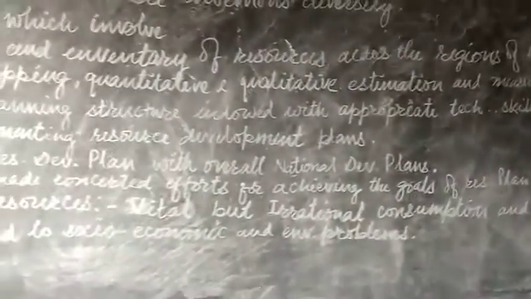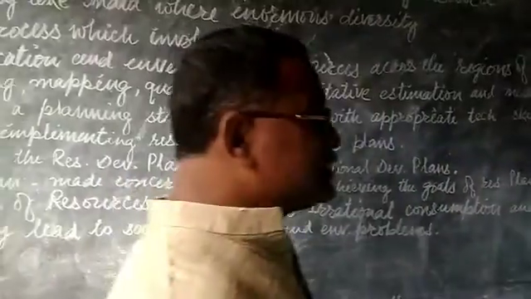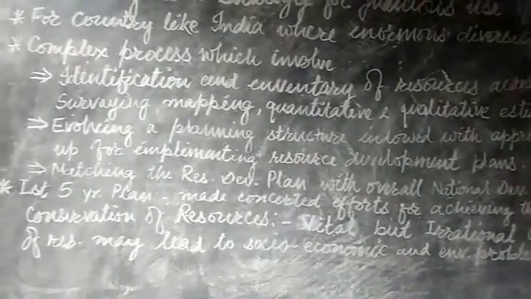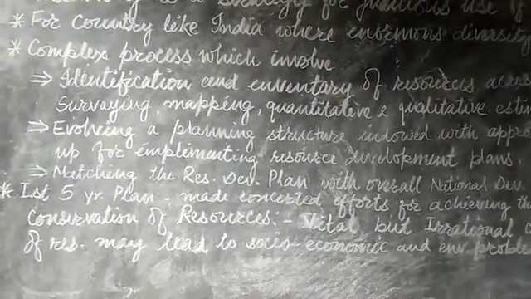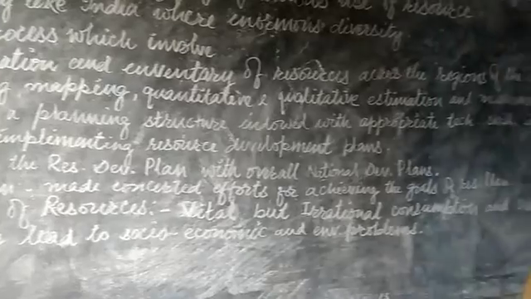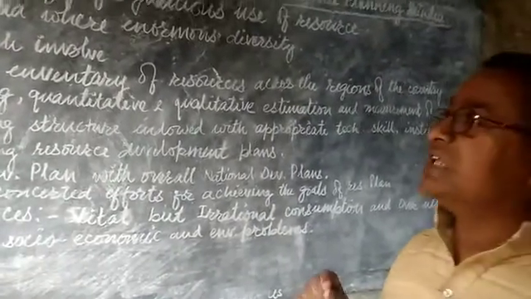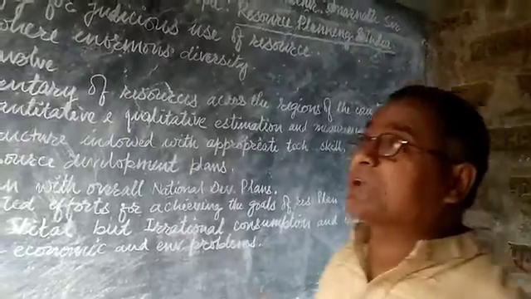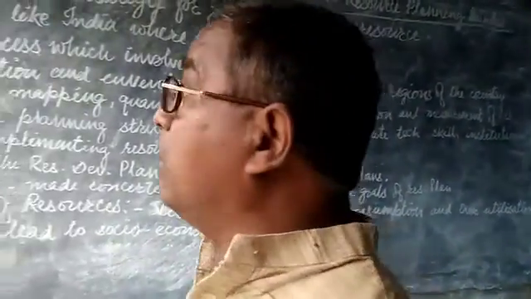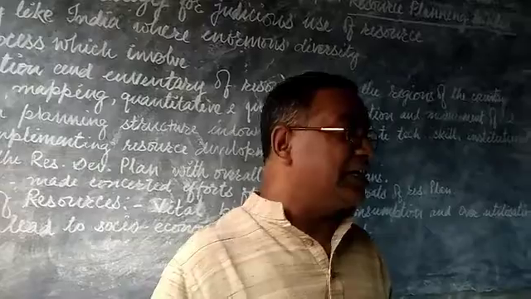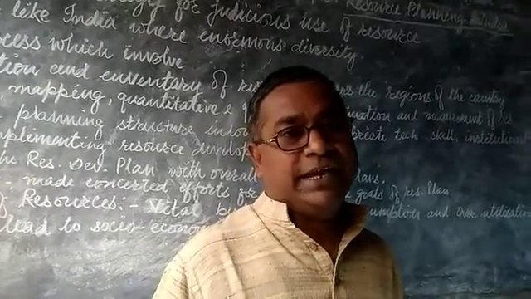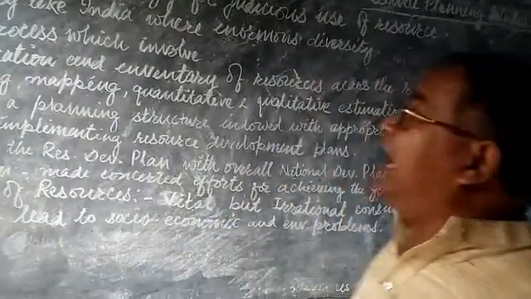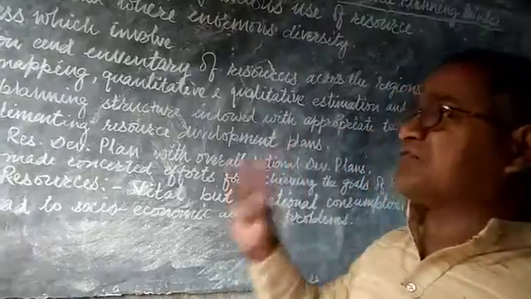In this regard, if we want to plan resources, three processes are involved. Actually, resource planning is a complex process, no doubt. It is very complex, but it involves three steps.